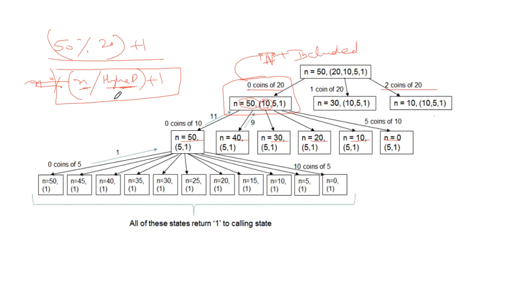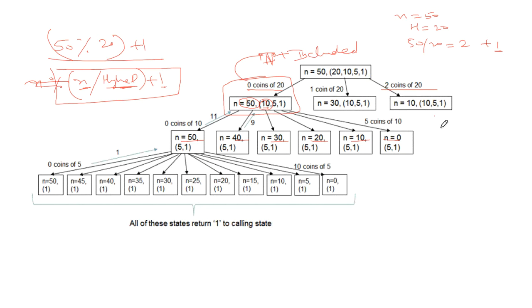At any particular node you are also given the highest denomination. Because this is for the not included path. N divided by the highest denomination: n equal to 50, the highest denomination is 20, 50 divided by 20 is 2. Plus 1 for the not included path as well. So 0 coins of 20. That is the point.